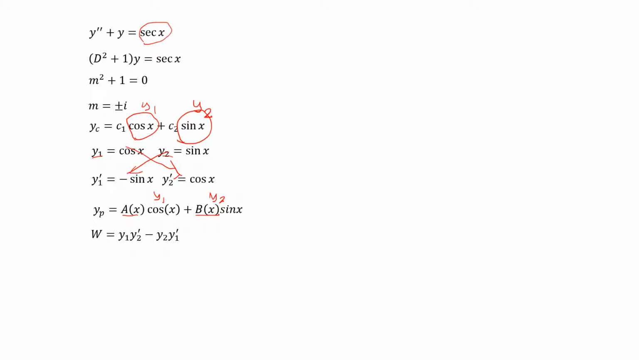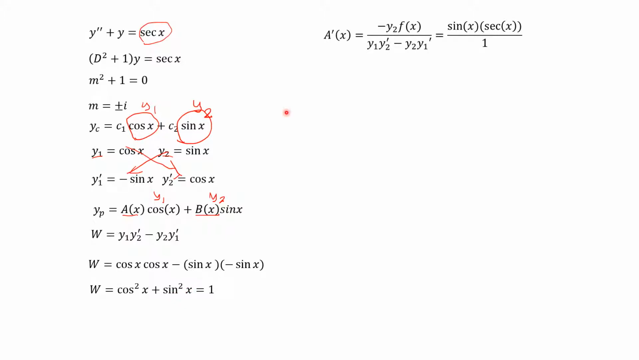So this is actually cosine x times cosine x minus sine x times negative sine x. This will give you cosine squared x plus sine squared x, which of course equals 1. And therefore, you notice that your Wronskian here is already 1. And this is your a prime x.